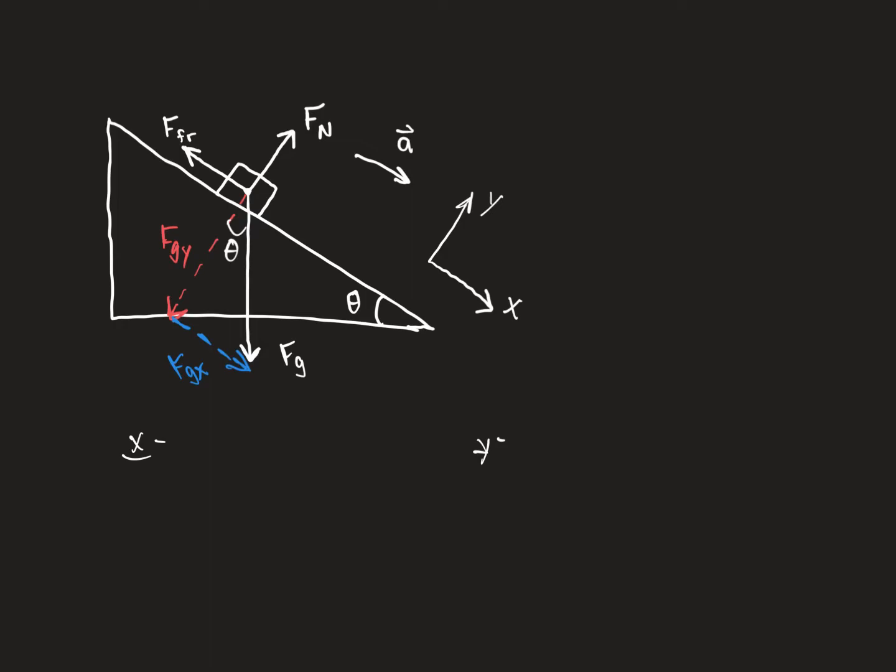So why don't I write my FGX and my FGY in terms of FG? Because I know what FG is. What is FG? MG.